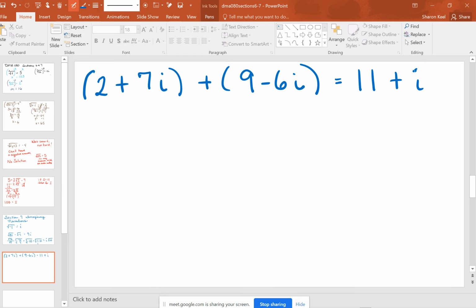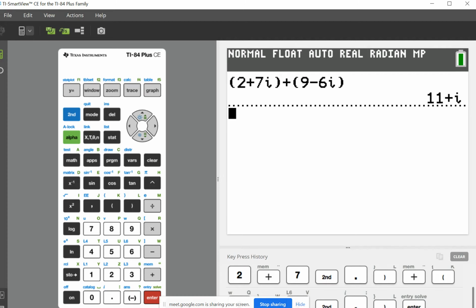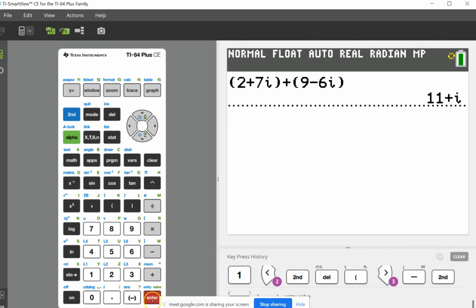Okay, let's do a subtraction. 6 plus 7i minus -1 minus i. Okay, so we're going to come back to our calculator. We're going to key this in. 6 plus 7i minus -1. Whoop, forgot the parenthesis. Hang on. -1 minus i. And when we enter, that's going to give us 7 plus 8i.